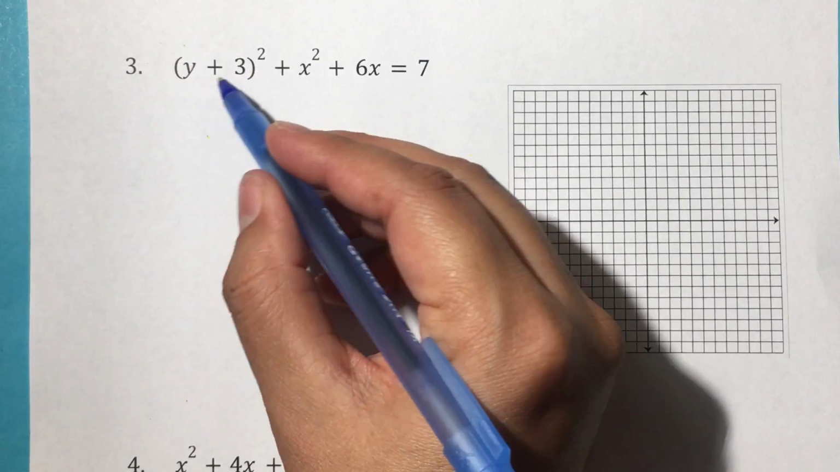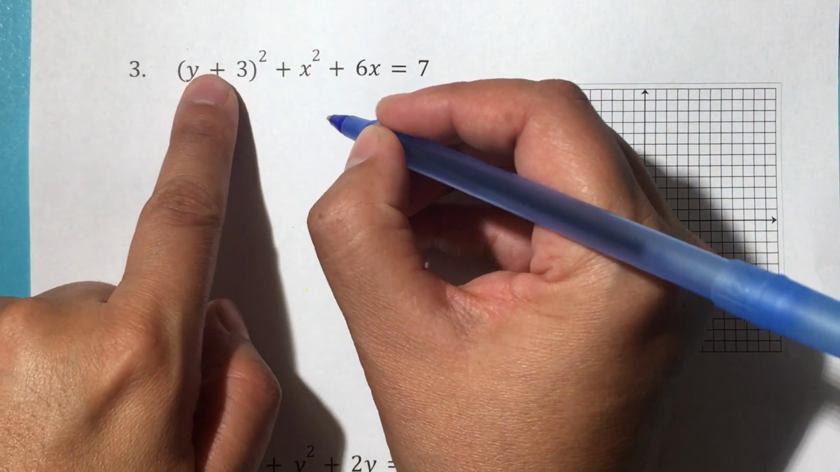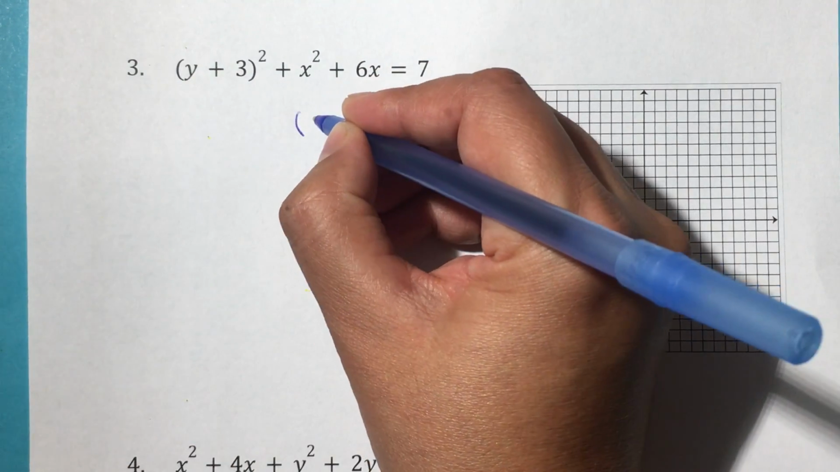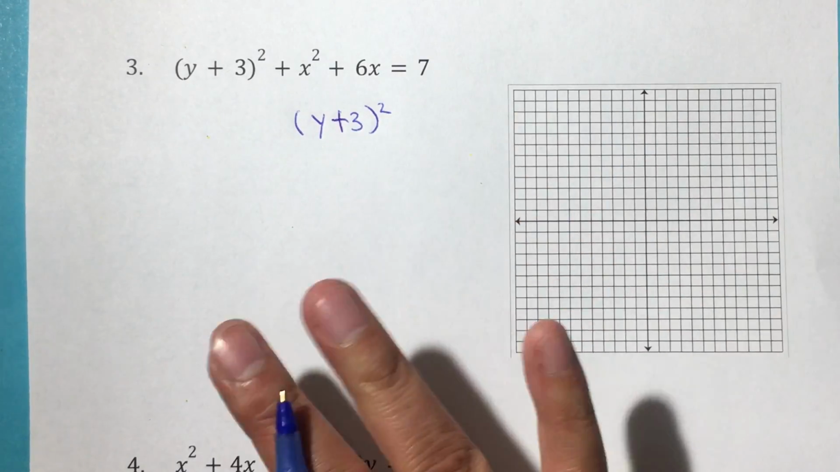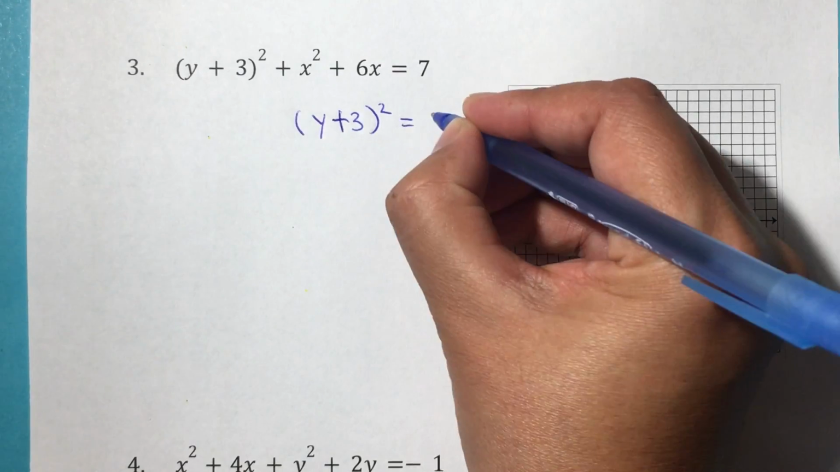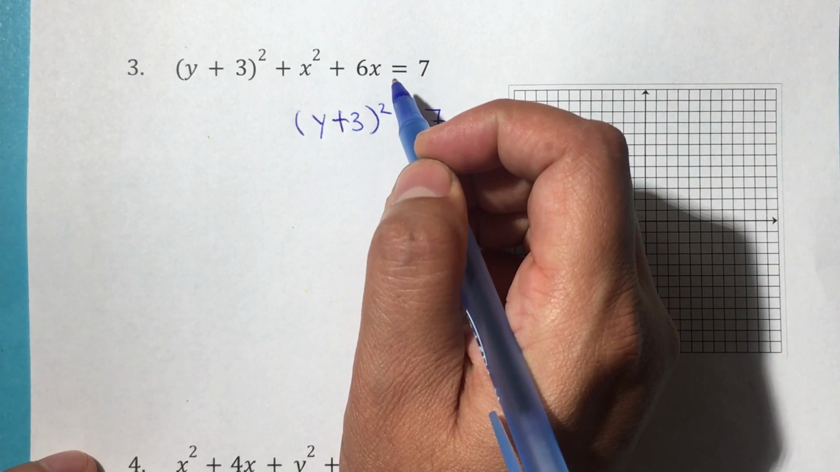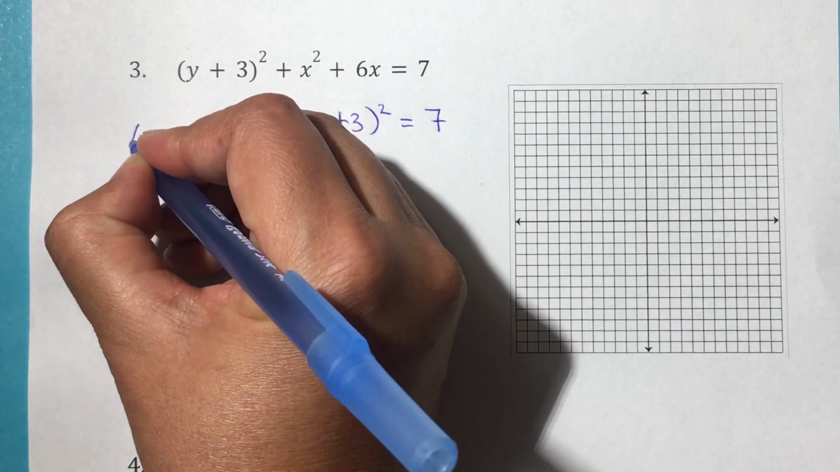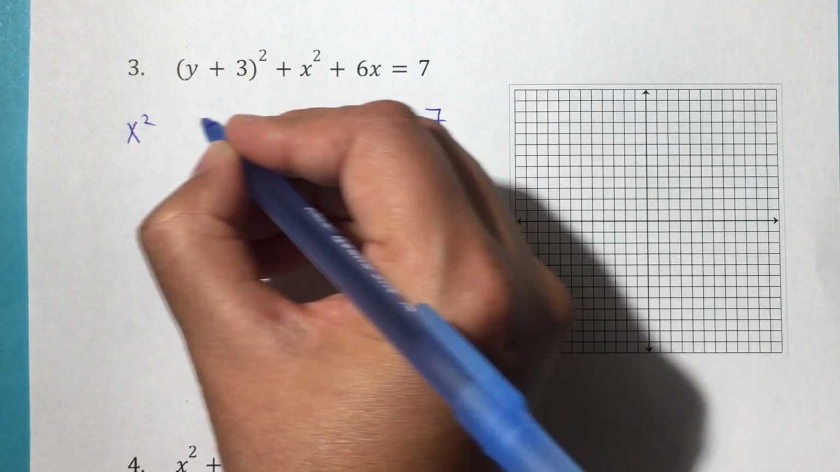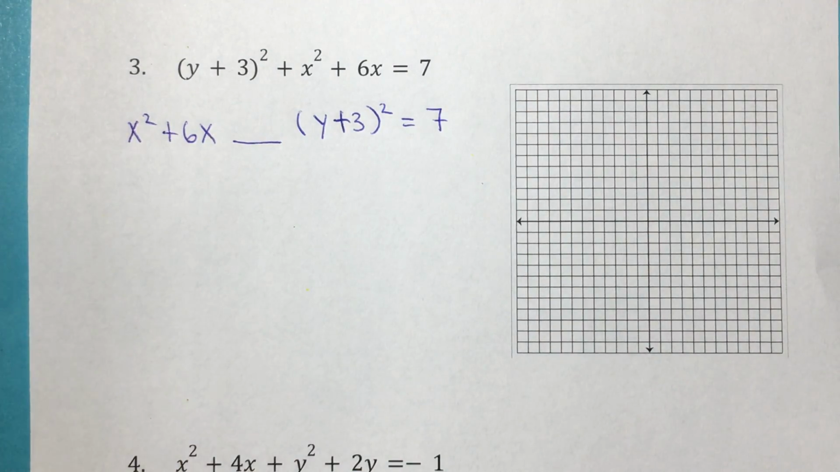For number 3, we're going to have to use some skills from 11.2 as well. So for the y, it's all set up. For the x, it's not. And so let me move the y to the second space. So it's (y + 3)². That's all ready for that part. For the x, we're going to have to complete the square. And from 11.2, if you remember, let me just bring it down, leaving the space to complete that square.